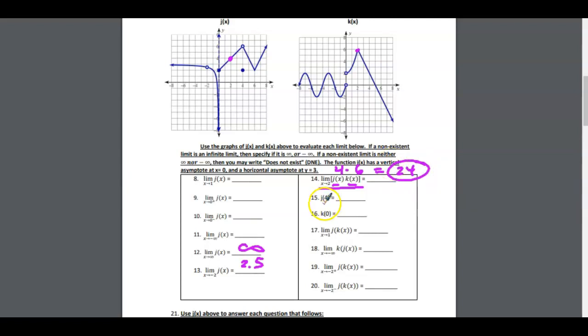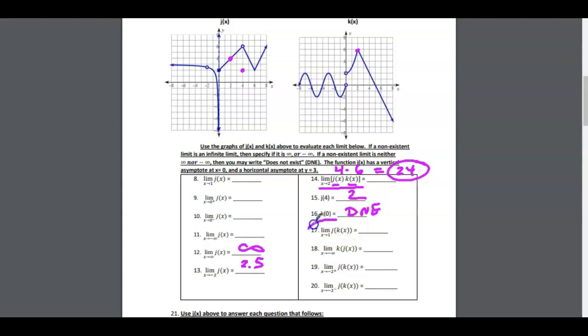Now j of 4. Now we're on the j function. You got to be careful in this test to make sure that you're looking at the right one. So we're on j here, right? So I want to be on this function over here. J of 4 is where the closed dot is. So here's where x equals 4 and the closed dot is here. So j of 4 is actually going to be 2. K of 0, now I'm on the k function. K of 0 does not exist. There is no closed dot anywhere. So we're going to say does not exist.